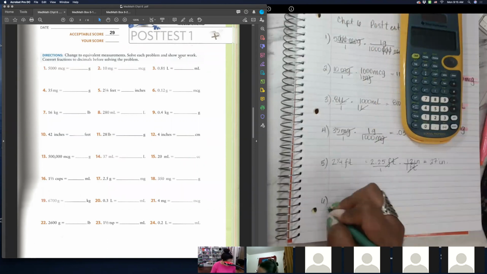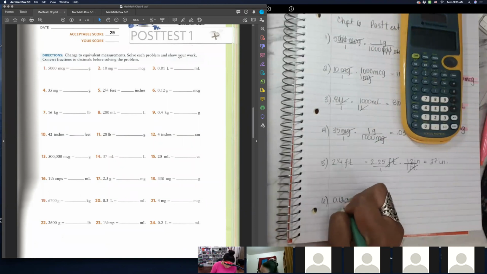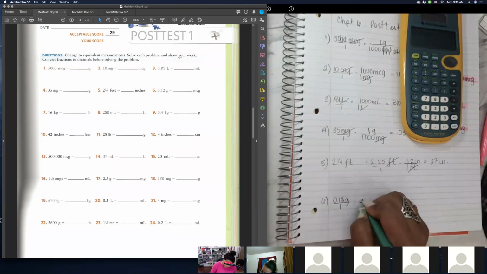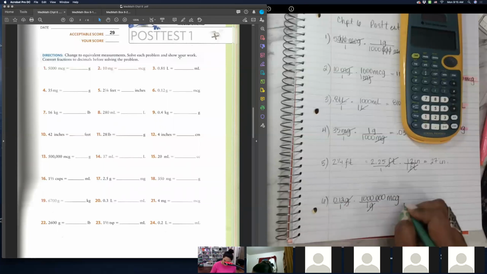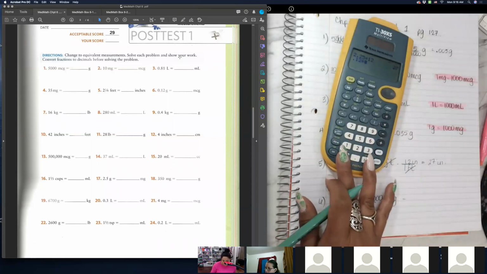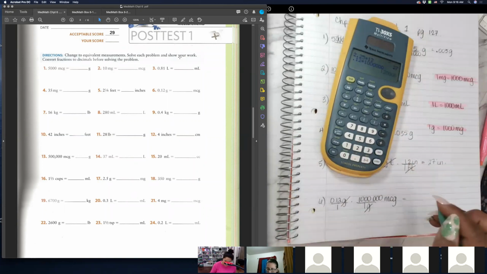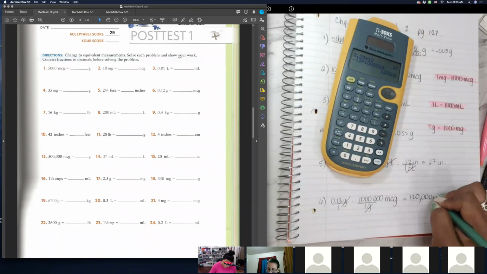Right, number 6 is 0.12 grams. And we're converting that to micrograms. So again, for every gram, there's 1,000,000 micrograms. Our units of grams will cancel. And I'm going to take 0.12 and multiply it by 1,000,000. So 1 and then 6 zeros. And that's going to be 120,000 micrograms.